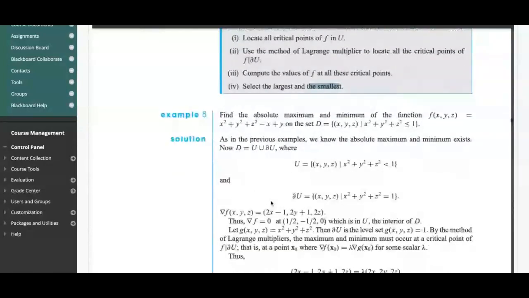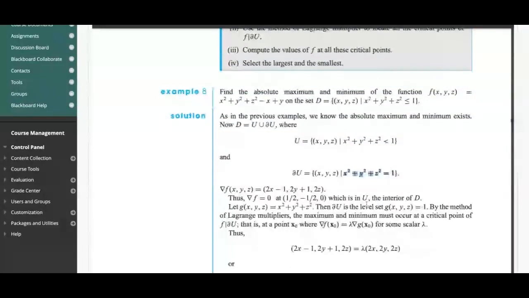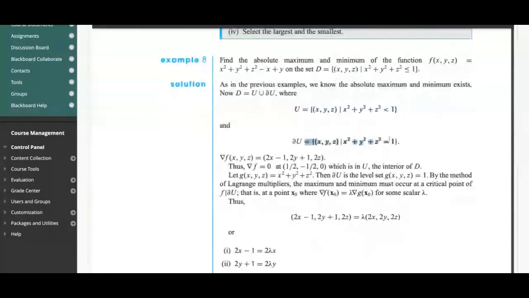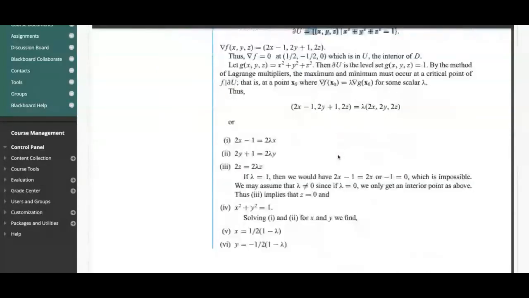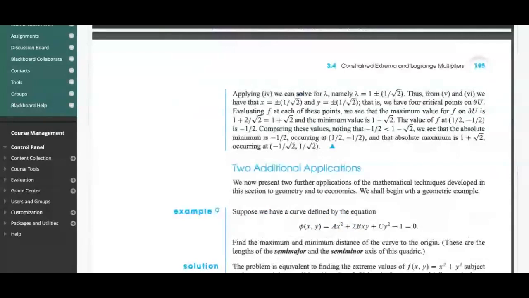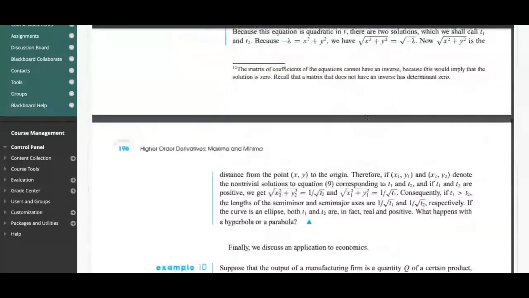Let's see one more example. F is defined so, and D is this closed and bounded set. The open set part is less than 1. The constraint part equals 1, the boundary. For the open set, we use the first derivative test. For the boundary, we use the Lagrange method. Right? Then we form a system of equations. Then we solve. Then we compare the function values at all the critical points. Okay, does anyone have any questions?